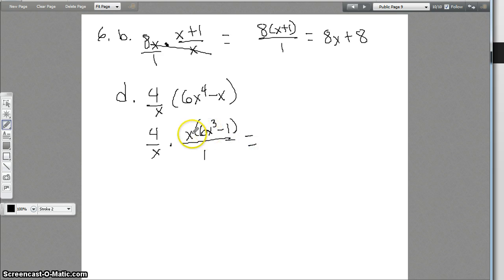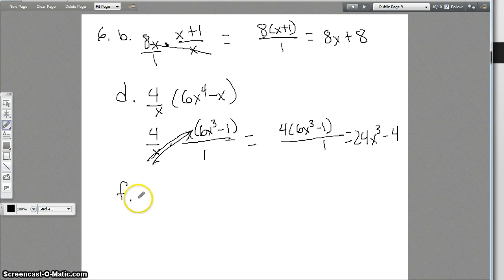And now we can see that our x and our x will cancel. And so what we have is 4 times (6x cubed minus 1) all over 1, which becomes 24x cubed minus 4.